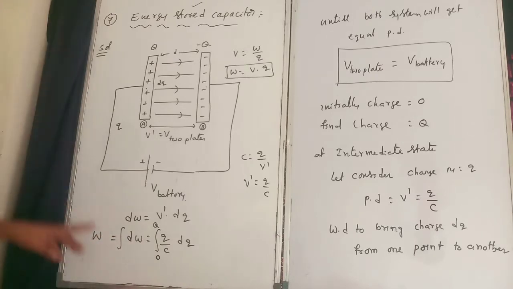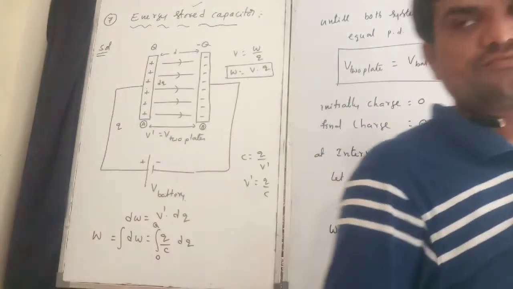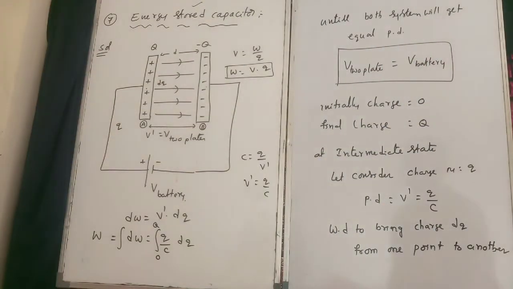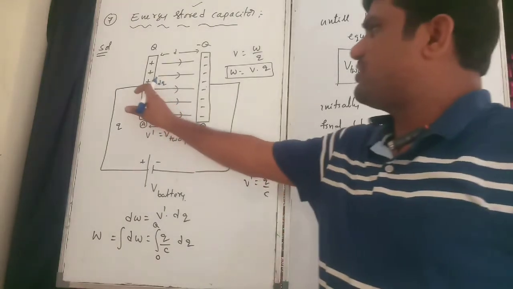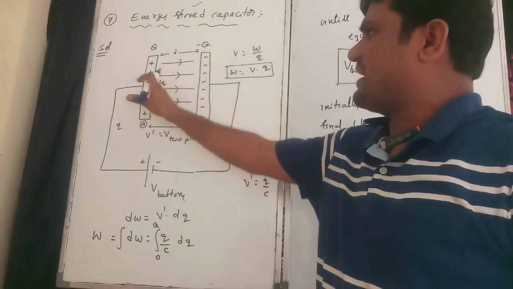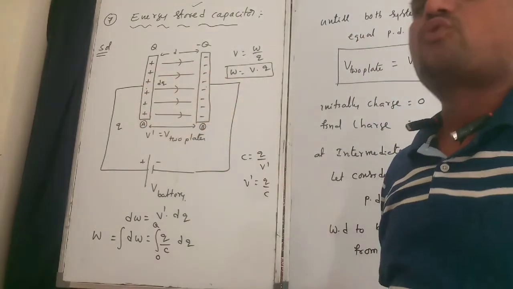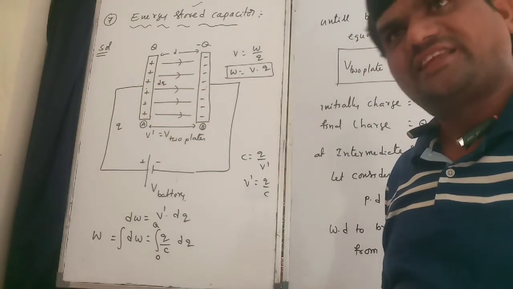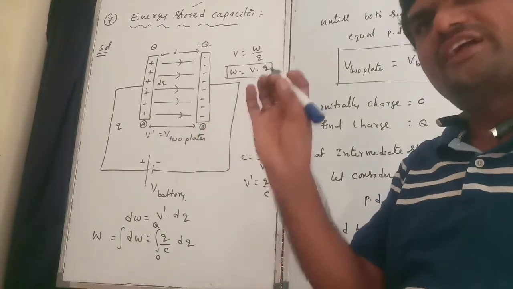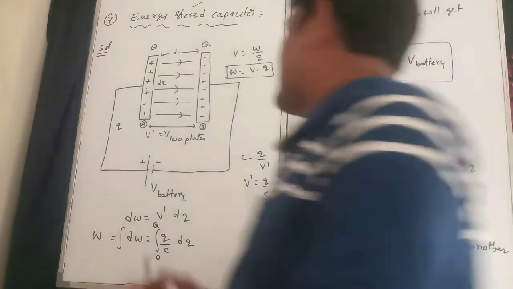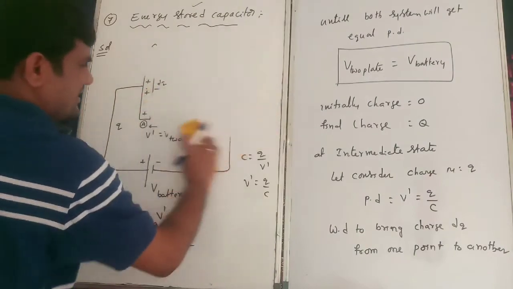This is the total work done, equal to the integral of dW. Remember, it is a very simple concept. We just want to bring dq charge from positive to negative, like that only. The required work done is nothing but the energy stored in the capacitor.